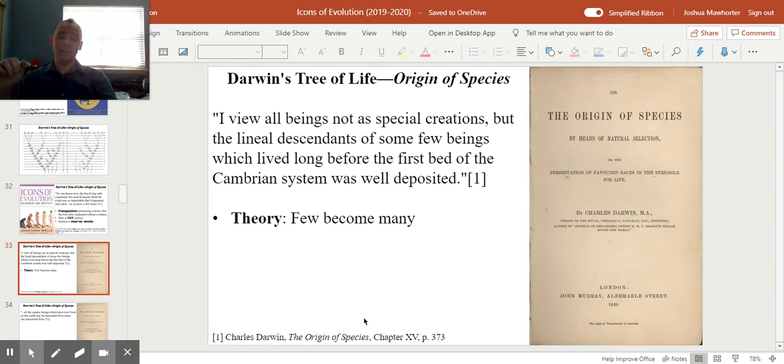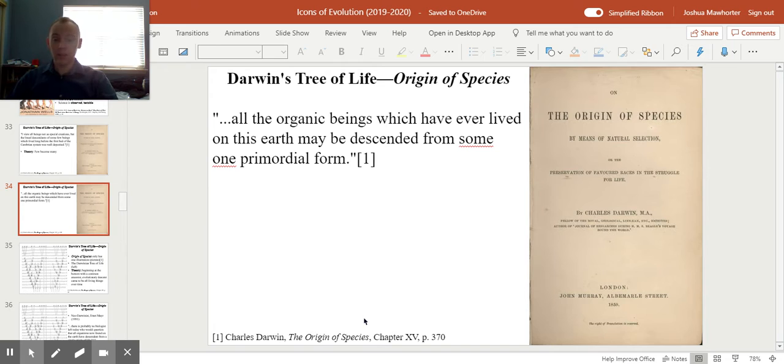And Darwin's theory is this, that the first living things started out from a few sources and then diverged and grew into a tree, branching out more and more, all having this commonality of one or a few common ancestors in the past. And he believed that this happened before that Cambrian level, before that Cambrian time period. He also wrote, "All the organic beings which have ever lived on this earth may be descended from some one primordial form," meaning some pond or something, as Darwin said in another place.